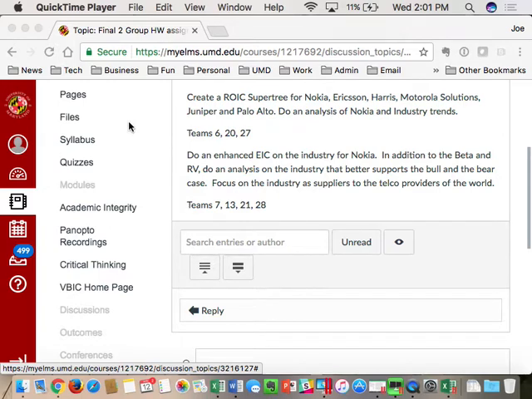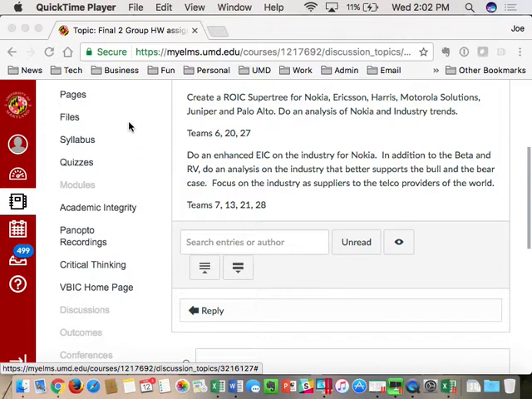Let's get started today. What we're going to primarily focus on today is the bull and the bear. And at the end of class today, we'll talk about the ROIC super tree and your assignments for next week. Okay? So let's start out with the bull and the bear.